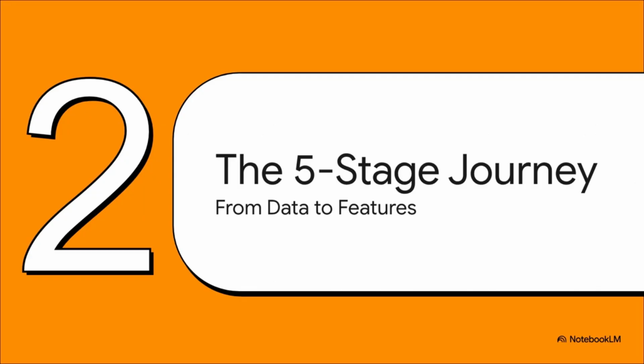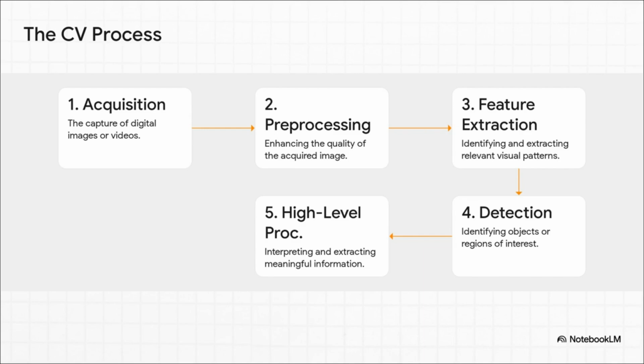Okay, so we've established that a computer sees an image as just a giant grid of numbers. But how does it get from that raw data to actually understanding what's in the picture? This is where the core process of computer vision comes into play. You can think of it like a 5-stage journey that every single image has to go through. This whole journey breaks down into 5 key stages.